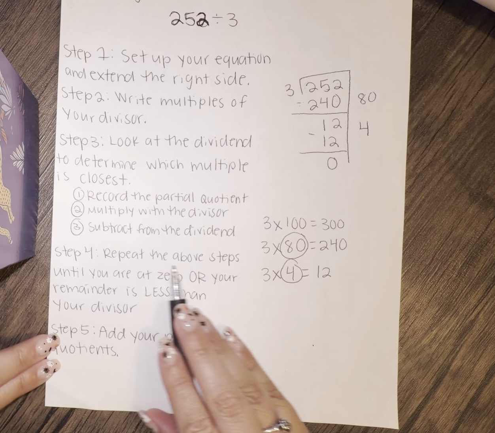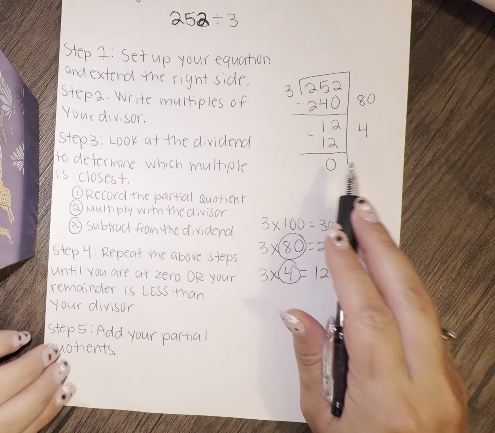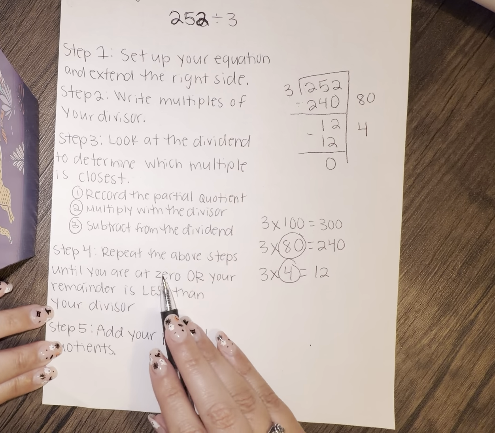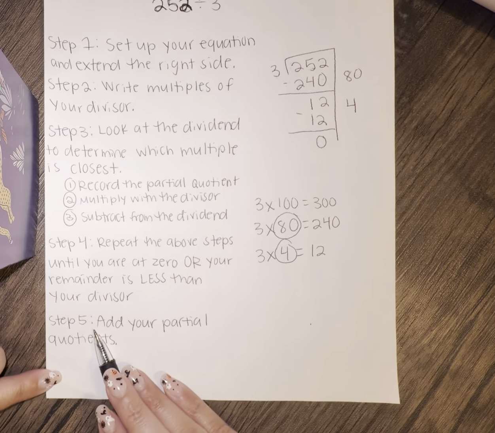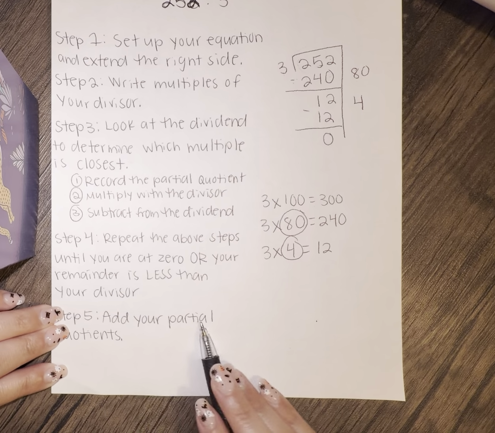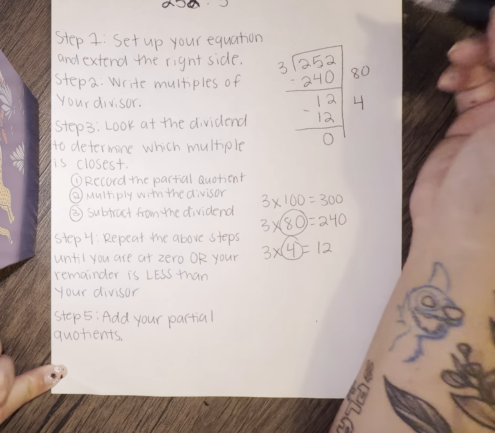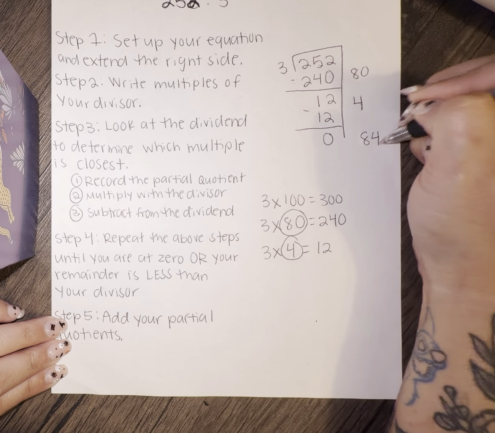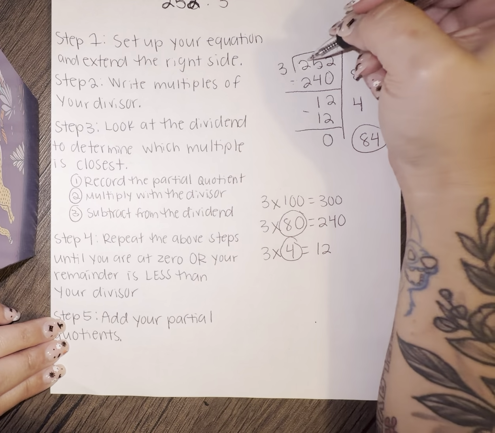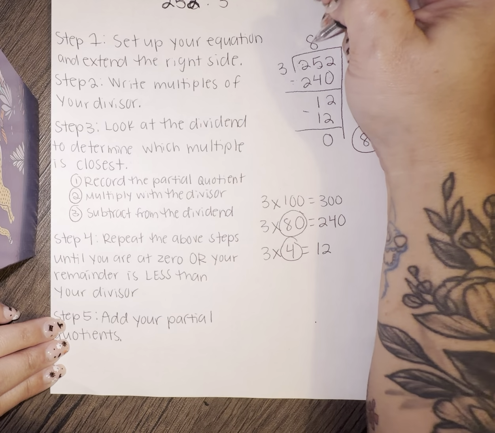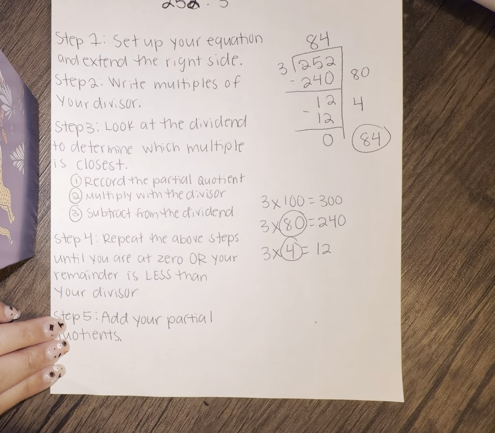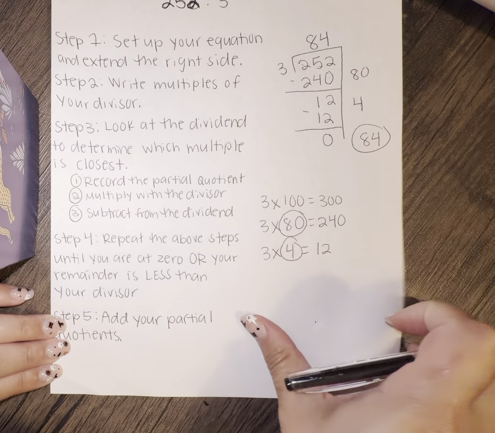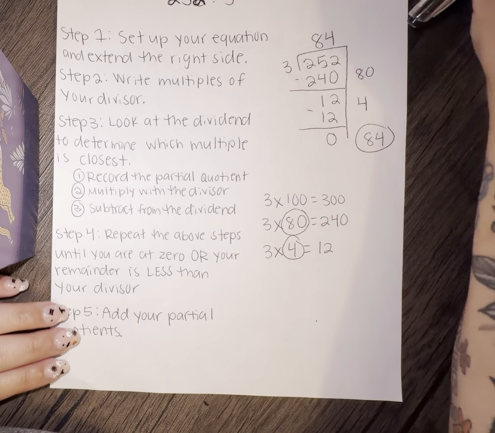Now, step 4, I'm repeating those steps until I'm at 0. I am at 0. So now I can move to step 5. Step 5, I simply just need to add my partial quotients. Okay, so over on the side, I have 80 plus 4 giving me 84. So 252 divided by 3 is 84. All right, we'll keep this in mind and reference this as we need to.